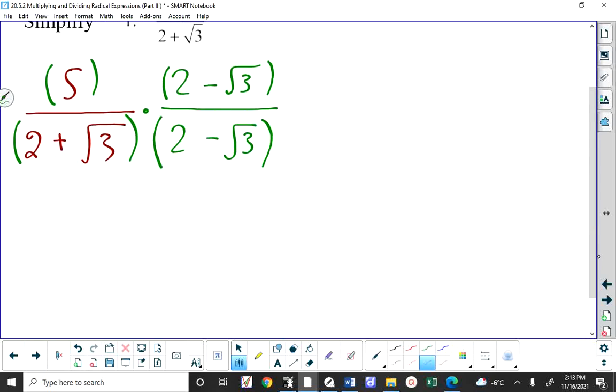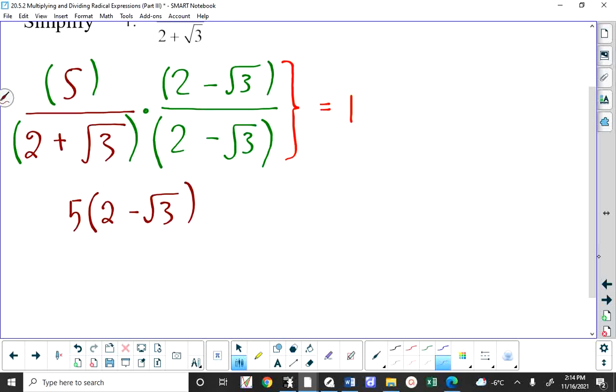Again, I want to point out to you that this thing right here, 2 minus root 3 over 2 minus root 3, is equal to 1. So by multiplying the original expression by 1, you're not changing its value, you're just changing its appearance. So what do we get on the top? I'm going to leave the top as 5 times 2 minus root 3. I'm not going to multiply that out. And in a minute, I'm going to explain to you why that's a good idea to leave it alone. And I see a few of you erasing now because you probably started writing 10 minus 5 root 3. Let's just leave it that way.